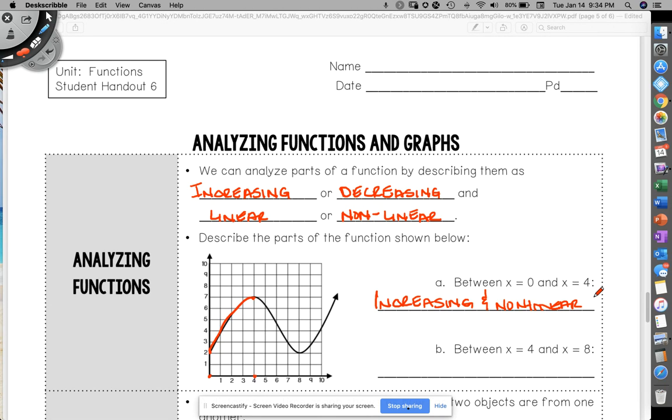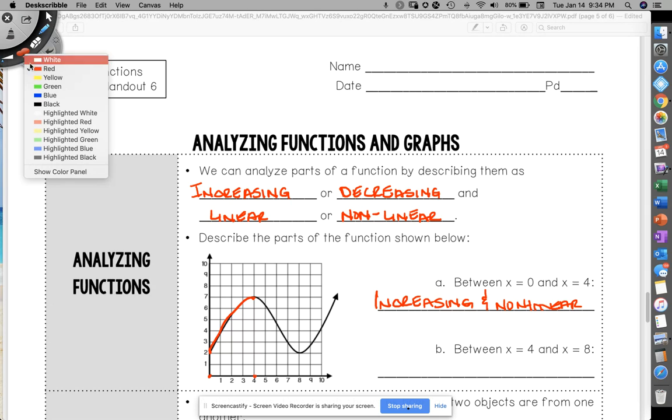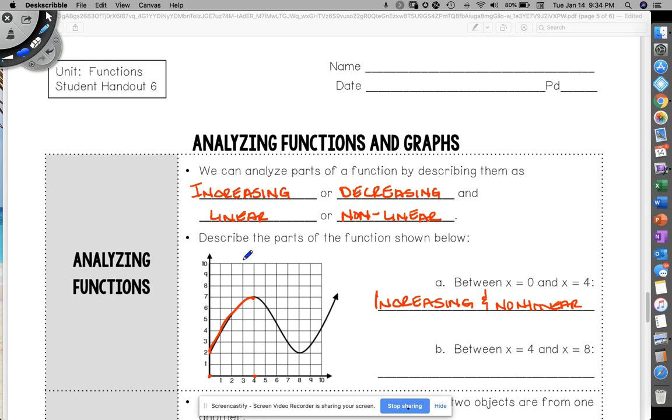All right, let's look between 4 and 8. So I'm going to change up my color here. So we're going to go between here down to 8. So again, we're looking at just this portion of the graph. What do we notice is happening here? Well, we can clearly see that we are decreasing.